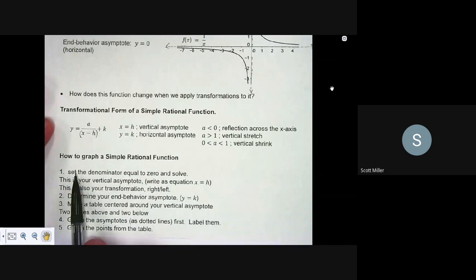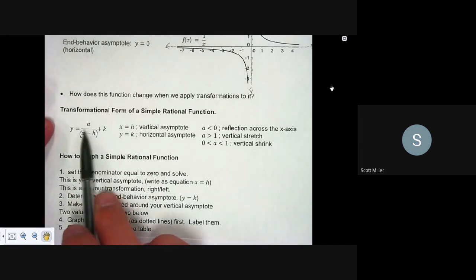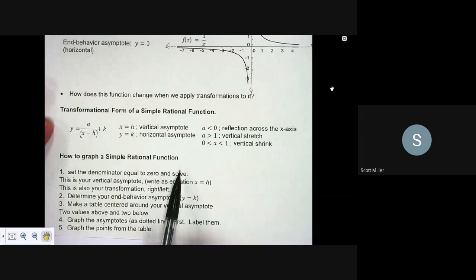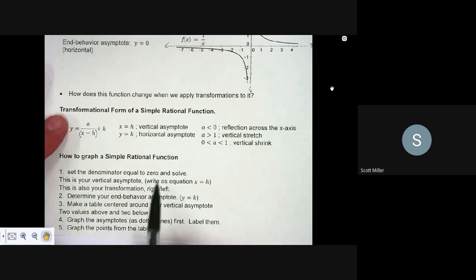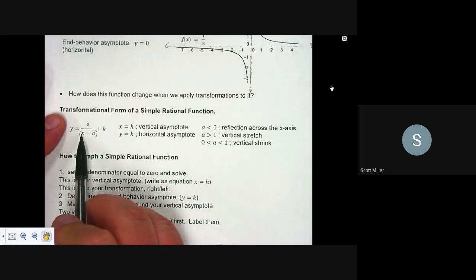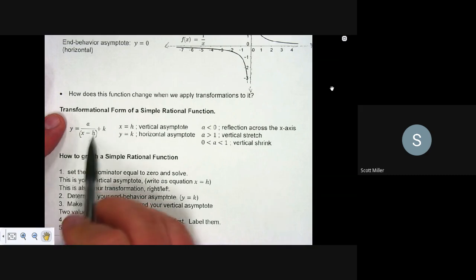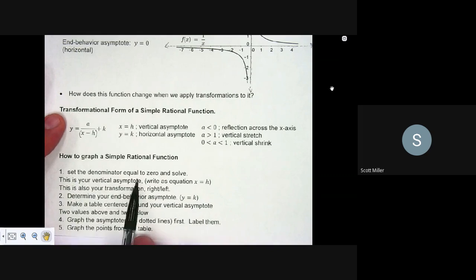So the first thing you want to do is take the denominator, set it equal to 0 and solve it. When I do, I'm going to get the vertical asymptote. In this particular case, x equals h. It also tells me my right or left transformation. The reason why you want to do this is because even though this one is not showing that there is a number in front of x, there can be a number in front of the x. Okay? And so with that in mind, that number is not necessarily going to be the vertical asymptote. So if you do this, you'll get the vertical asymptote and your right or left transformation.